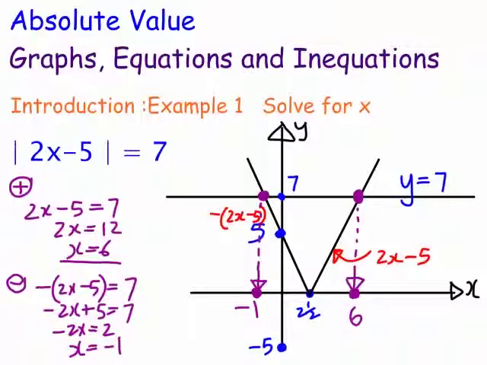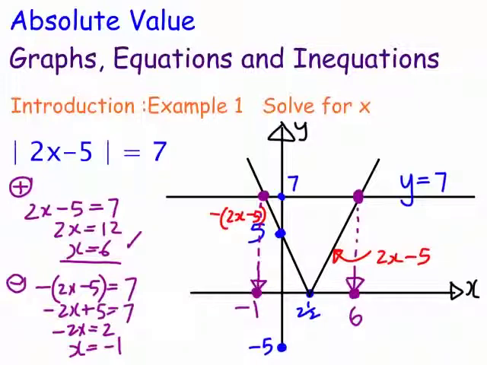Now, a very important point in absolute value equations especially is to check whether your answers actually do satisfy the equation. So let's just put in 6. 2 sixes are 12, minus 5 is 7. Is the absolute value of 7 equal to 7? Yes. Okay, so that one works.